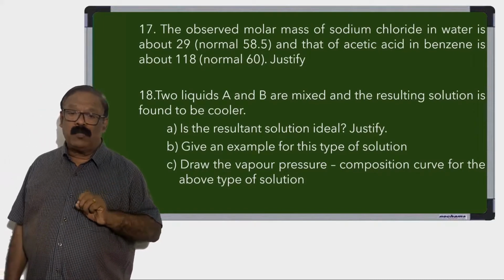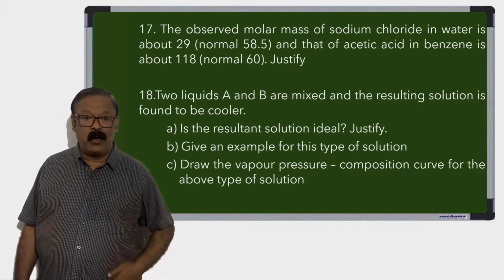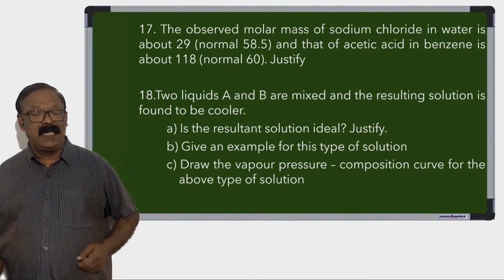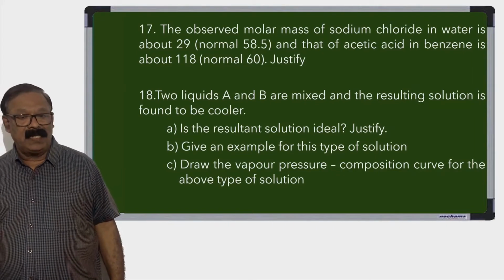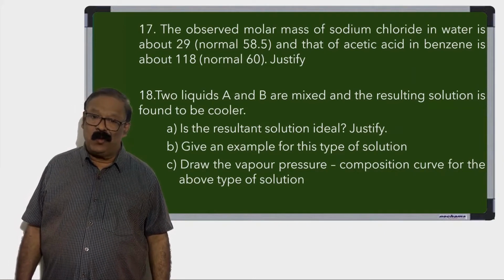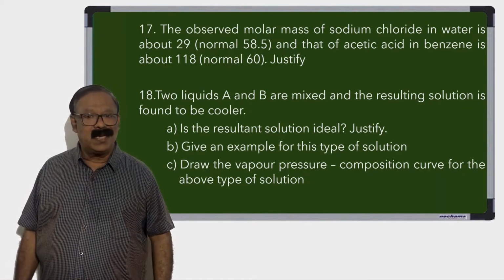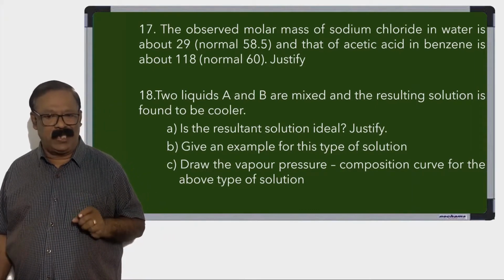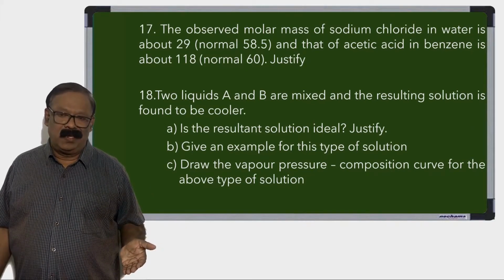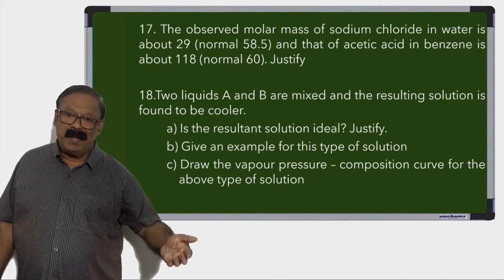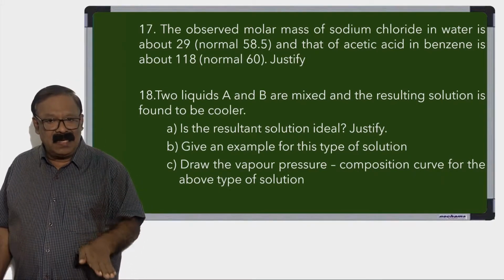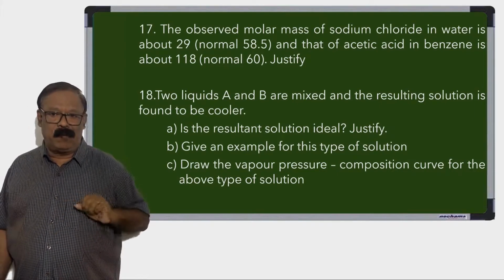The observed molar mass of sodium chloride in water is about 29, normally 58.5, and that of acetic acid in benzene is about 120, normally 60. Justify. In the case of solutes undergoing association or dissociation, molar mass becomes abnormal. We have seen it already. Sodium chloride undergoes dissociation, so the number of particles increases and the colligative property increases.